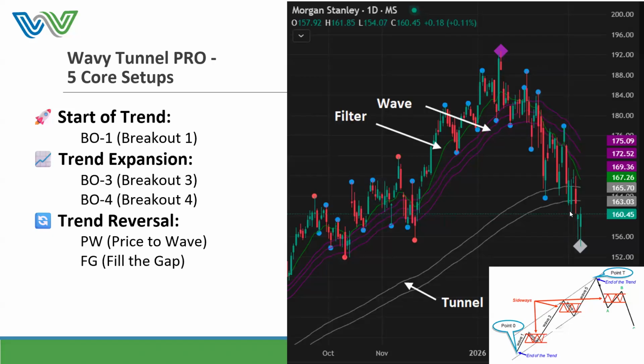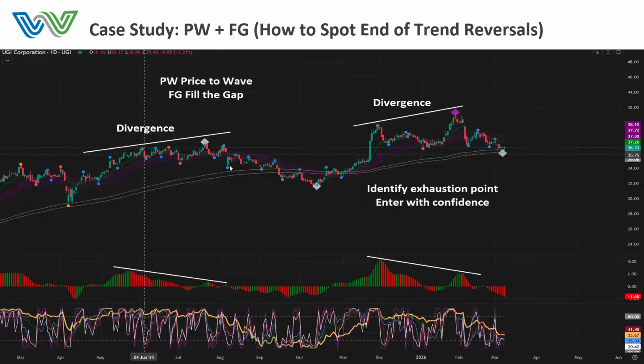And this is really great to know because if you are in here and start buying because you think the correction is over, it really helps to have this kind of structure in place, the Wavy Tunnel Pro, to show you, no, we're going to go lower. Even if you don't necessarily think that at the outset, we most likely will go lower. And I'll show you numerous examples to show that. Okay, let's start with the price to wave and the fill the gap and some of the things to look at to spot the end of the trend reversals.